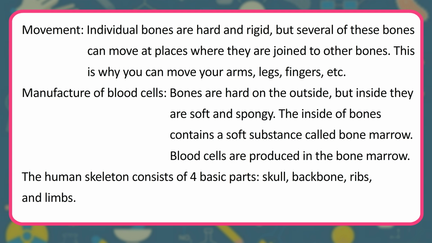Manufacture of blood cells. Bones are hard on the outside, but inside they are soft and spongy. The inside of bones contains a soft substance called bone marrow. Blood cells are produced in the bone marrow. The human skeleton consists of 4 basic parts: skull, backbone, ribs, and limbs.